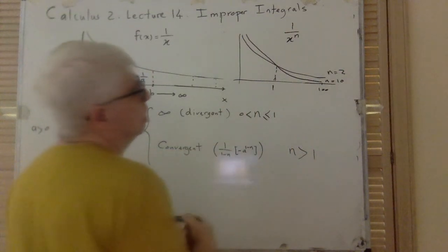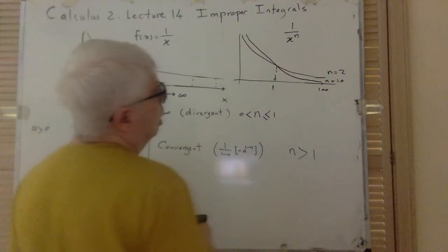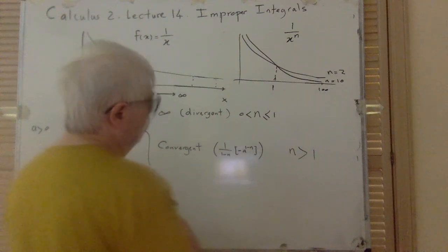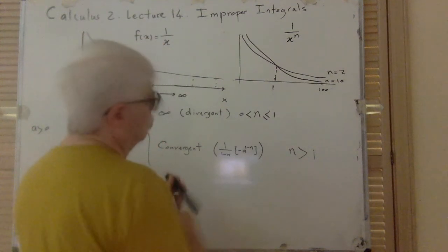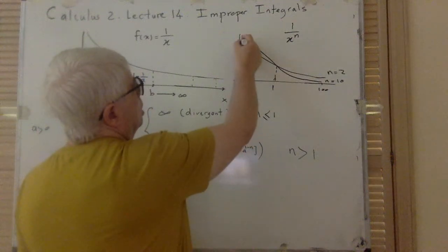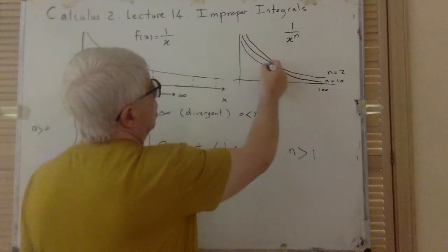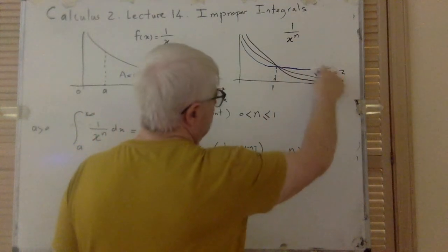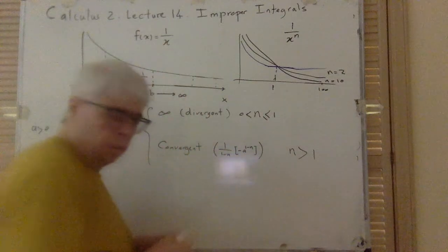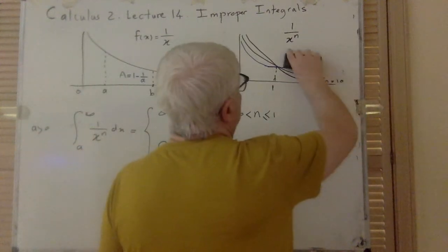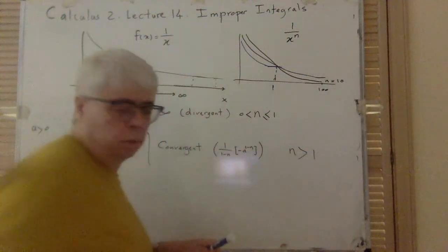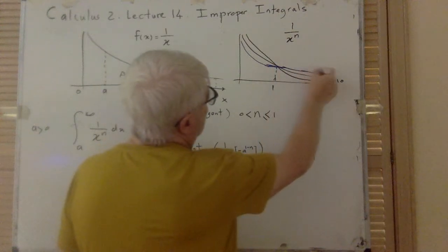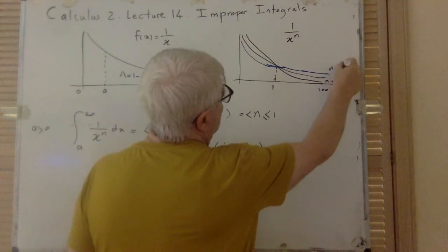And also the formula tells you that. So this is the shape if n is, say, 1/2, which is less than 1. It never goes up. It always gets closer to 0, but not that fast. It goes down. So that's n equals 1/2.